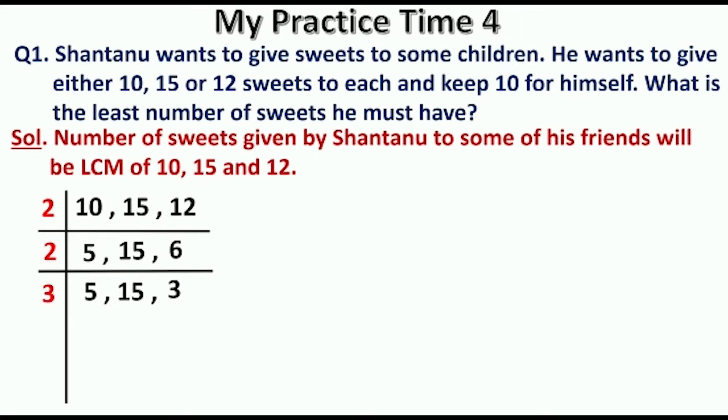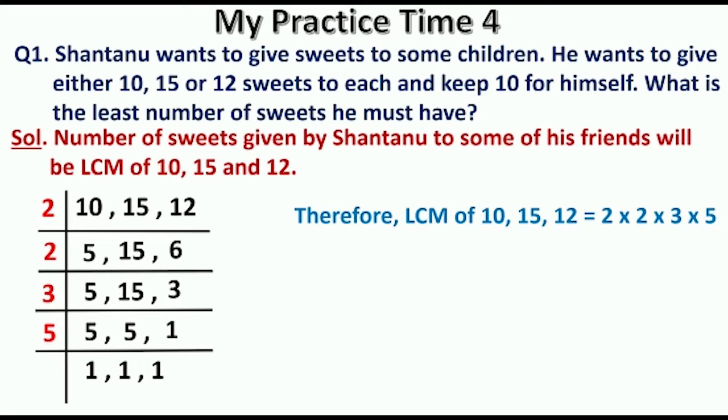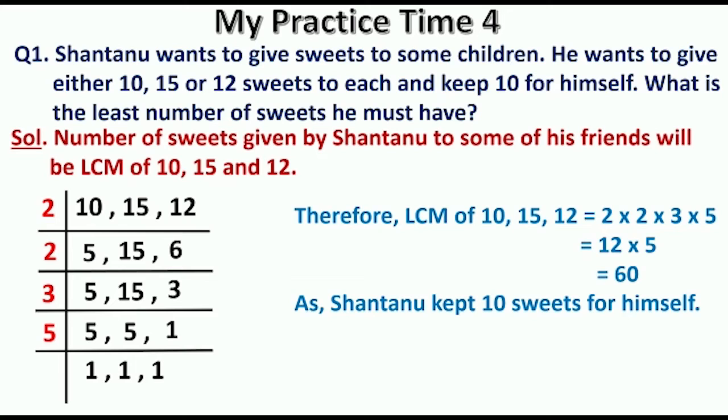Now you have to divide by 3 because no numbers are divisible by 2, but 15 and 3 can be divided by 3. So divided by 3, the 5 will be as it is, 15 will become 5 and 3 will become 1. So 5, 5 and 1. Now divided by 5 you will get 1, 1 and 1. So the LCM of 10, 15 and 12 is 2 into 2 into 3 into 5. When you multiply all these numbers you will get 60.